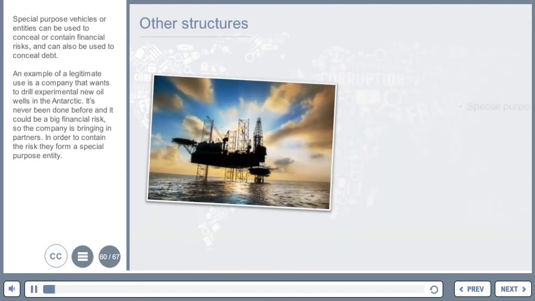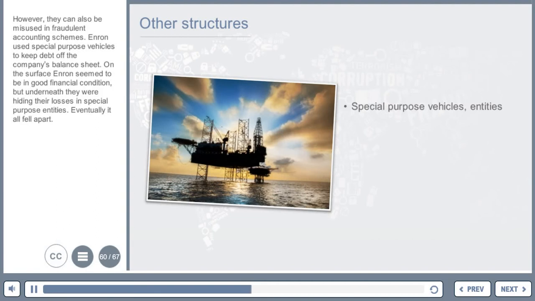Special purpose vehicles or entities can be used to conceal or contain financial risks, and can also be used to conceal debt. An example of a legitimate use is a company that wants to drill experimental new oil wells in the Antarctic. It's never been done before, and it could be a big financial risk, so the company is bringing in partners. In order to contain the risk, they form a special purpose entity. However, they can also be misused in fraudulent accounting schemes. Enron used special purpose vehicles to keep debt off the company's balance sheet. On the surface, Enron seemed to be in good financial condition, but underneath they were hiding their losses in special purpose entities. Eventually, it all fell apart.